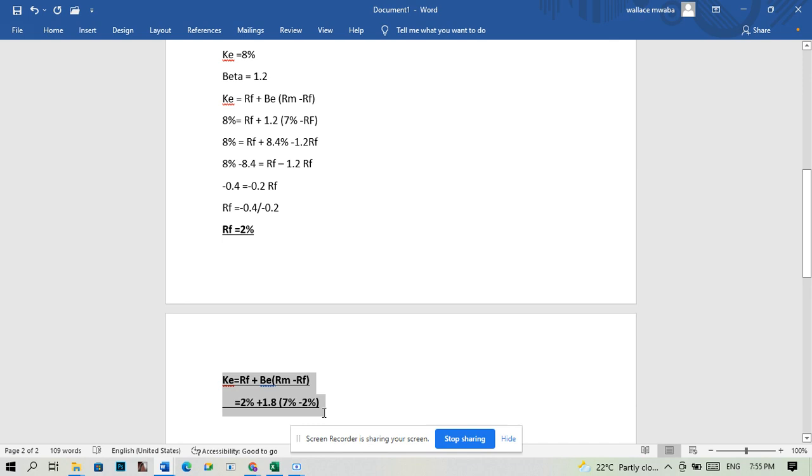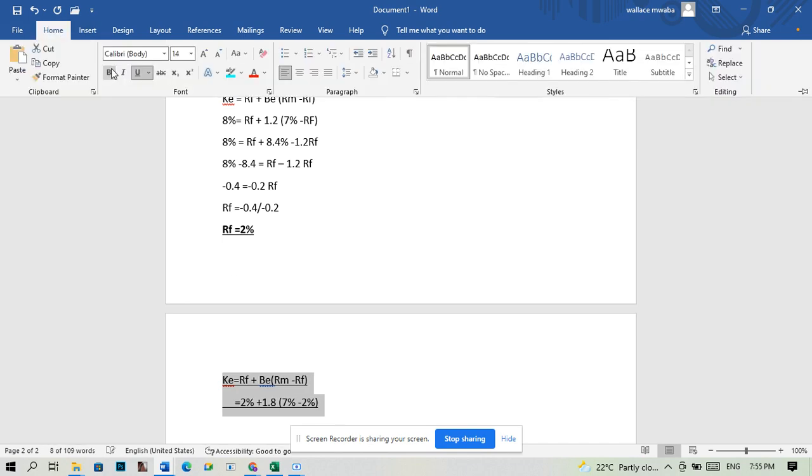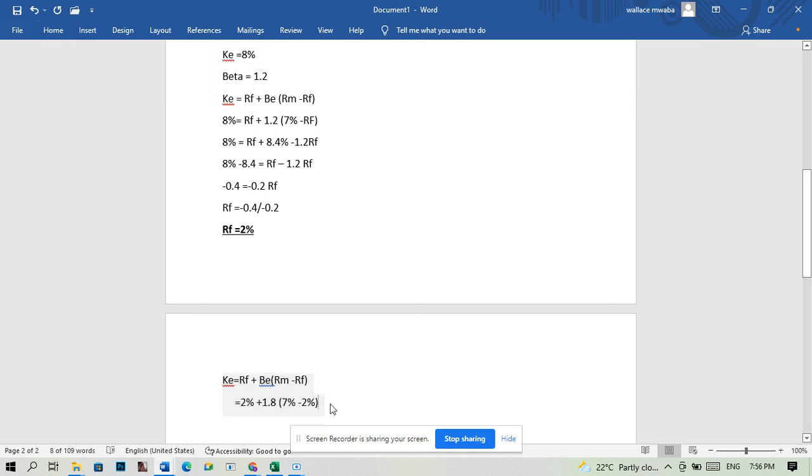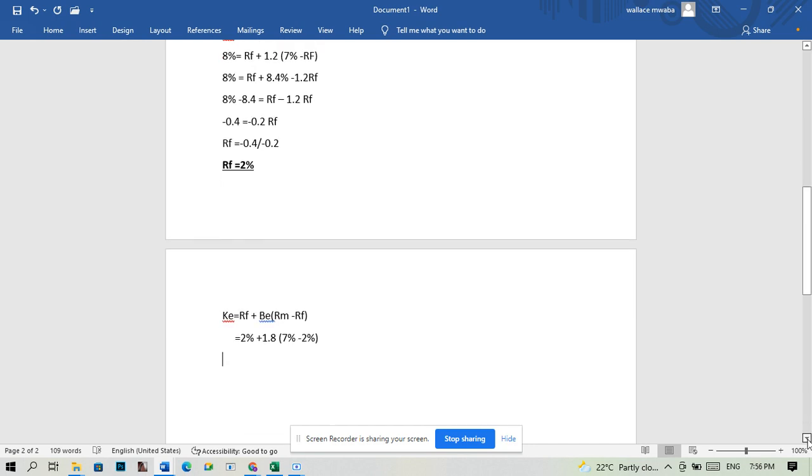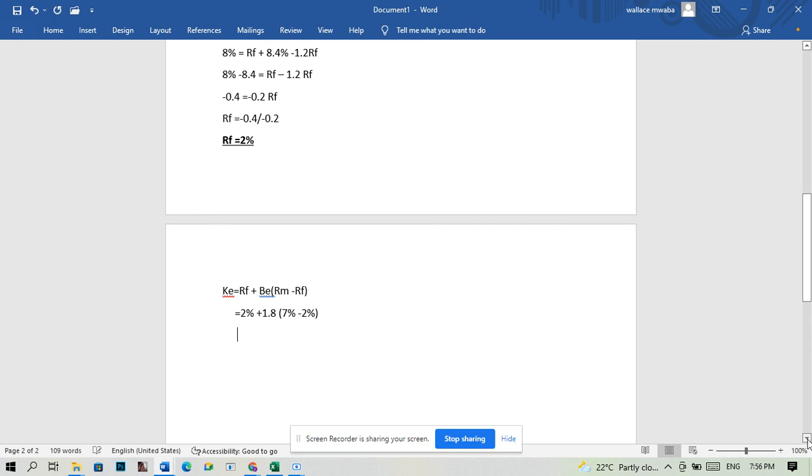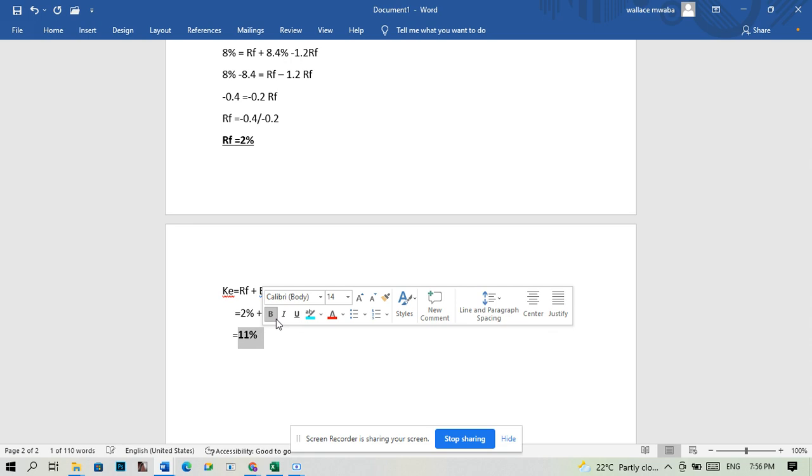Okay, so can we get our calculators ready? 11. 11%. So we've calculated our cost of equity.